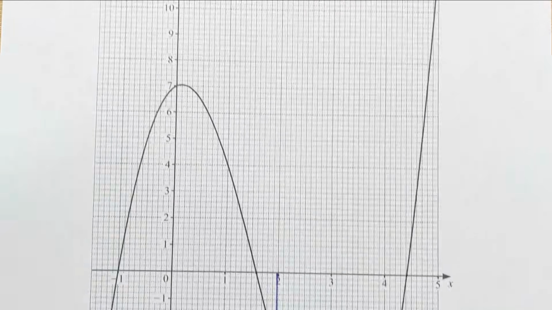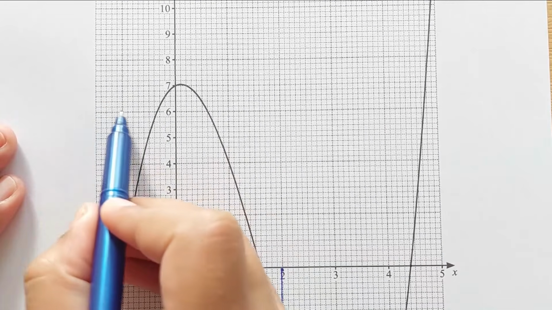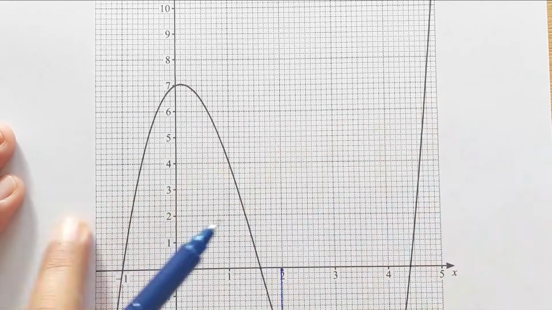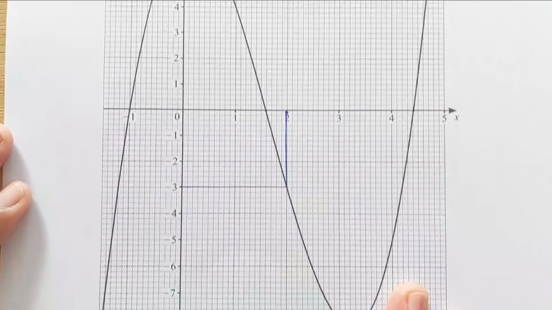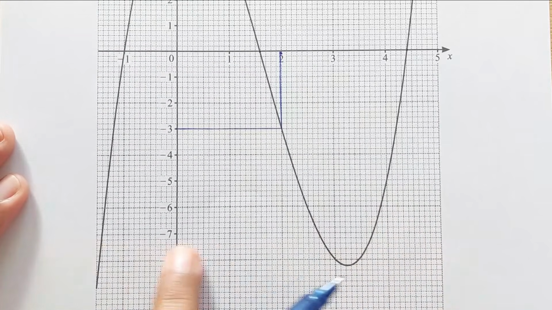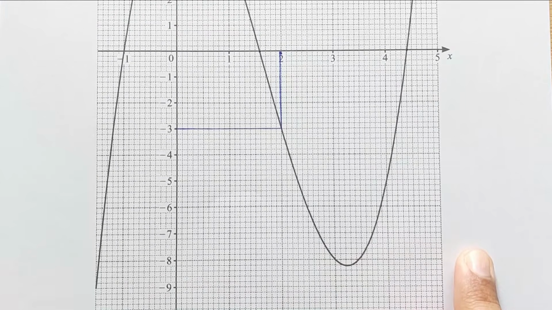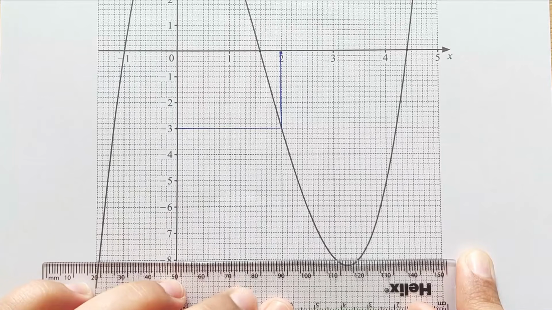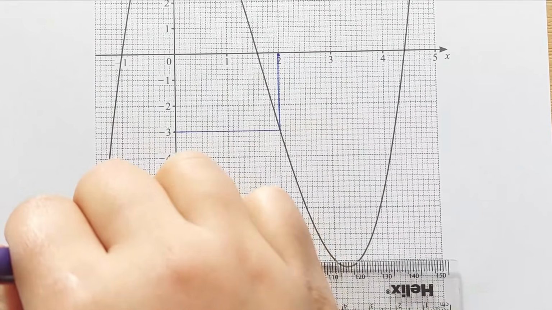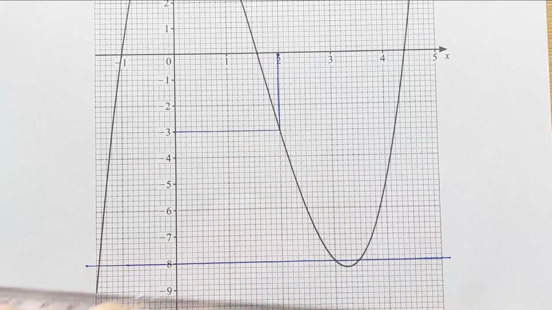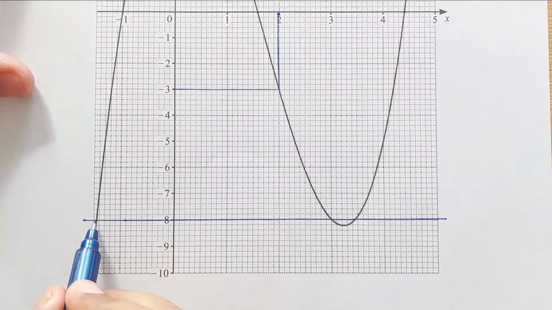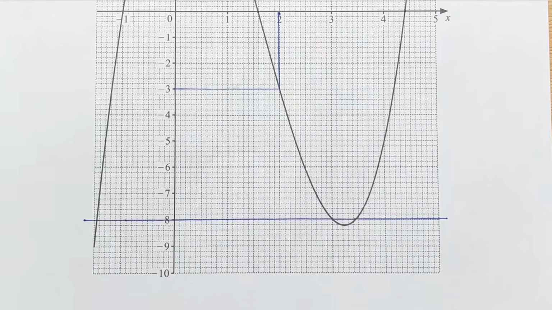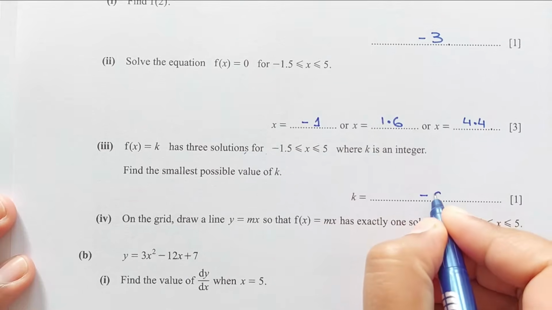Okay, so as you can see, if we draw the line over here, it has 3 solutions, 1, 2 and 3. It cuts the curve at 3 points. All these give 3 solutions, but we need to find the smallest possible value, that is in the downward direction. So if I draw the line y equals minus 8, this is the smallest possible answer. It cuts the graph at 1, 2 and 3 points, right? So we can say the smallest possible value of k is equal to negative 8, right?